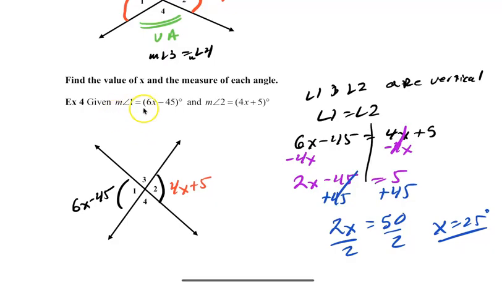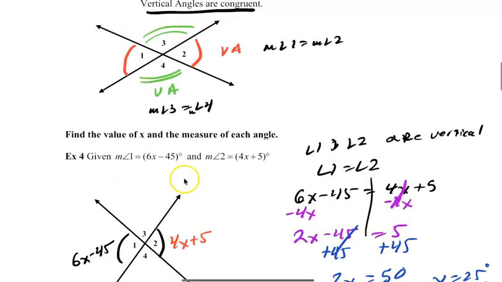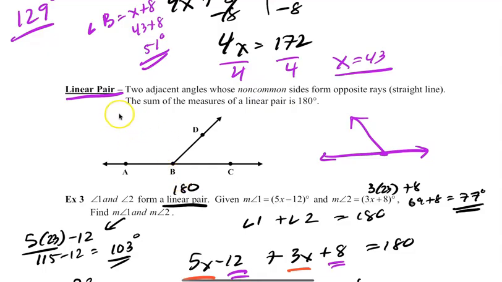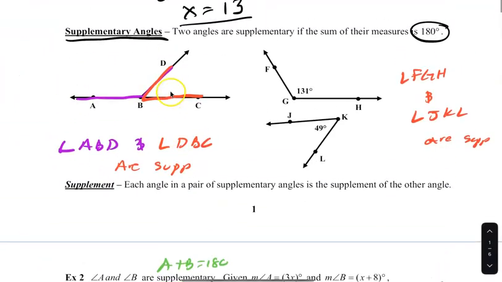Right, so a little recap. Vertical angles are congruent. They're the ones opposite each other, and they are congruent. A linear pair is a specific type of supplementary angle, so that means they equal 180. It's just when you get a straight line, basically. Supplementary angles add up to 180.